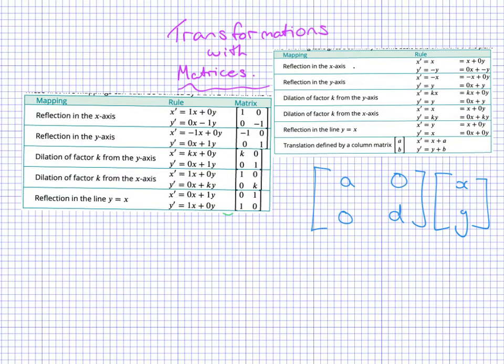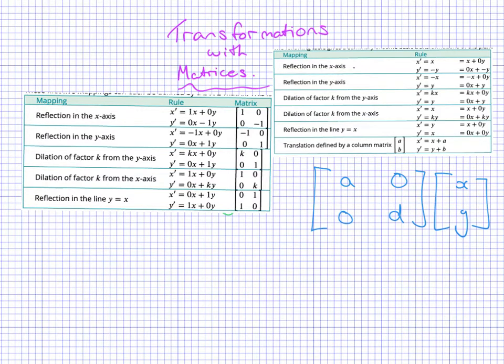Reflection across the y-axis, the negative is in the top line because that's where the x value is being affected. Dilation from the y-axis, looking over here, that affected the x value, so it has to be in the top line. Dilation from the x-axis has to be in the bottom line because it affects the y value. All right, so these here make a little bit of sense so far.